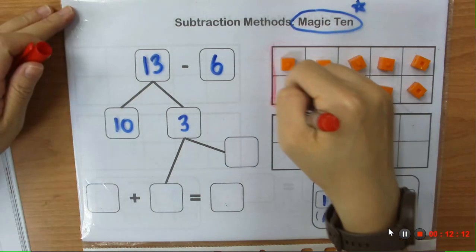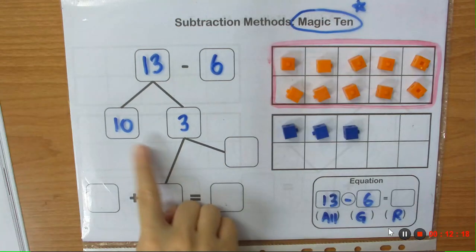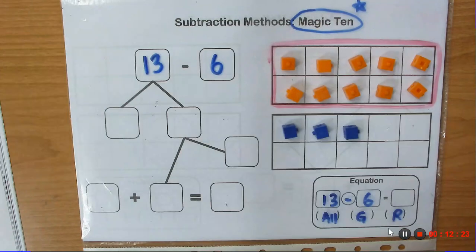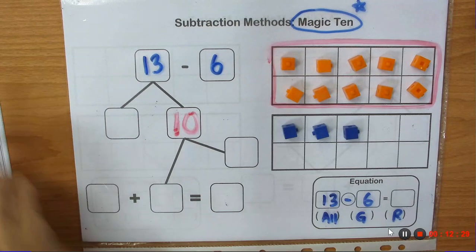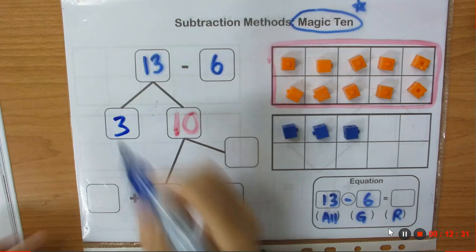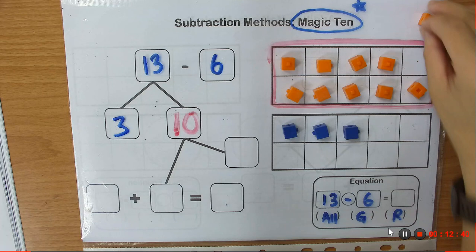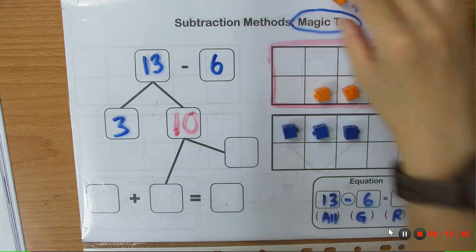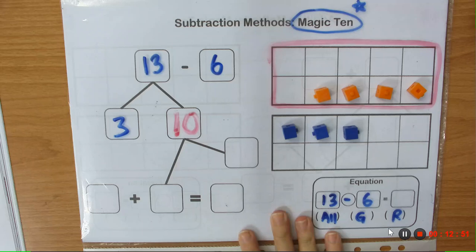So I can go to the tens place here, the ten frame. There are cubes here. So instead of writing it this way, I can write 3 and 10, because I have 10 that I can use to take away 6. Let's take away 6. 1, 2, 3, 4, 5, and 6. How many do I have left?